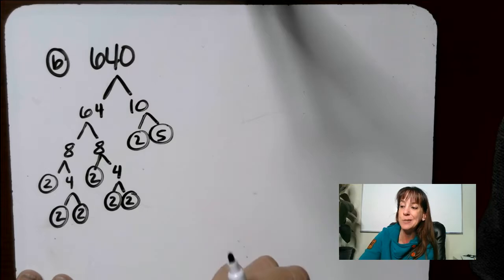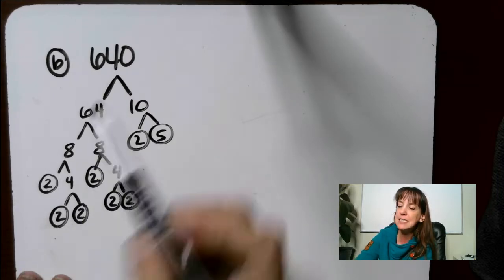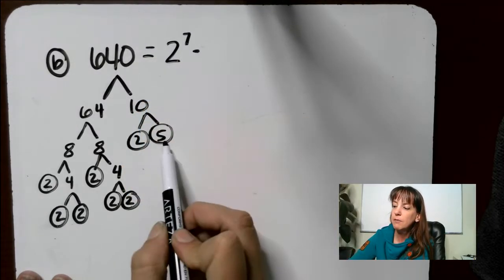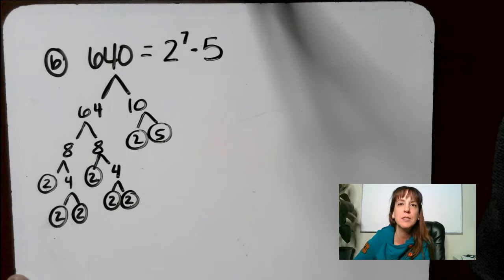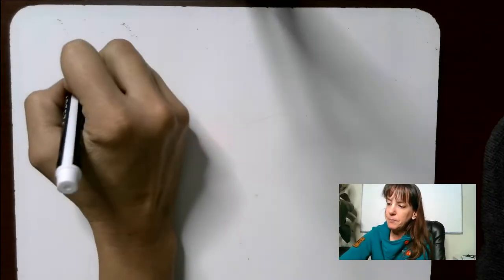So we got a lot of 2's here, a lot of 2's. We have 1, 2, 3, 4, 5, 6, 7 2's. So it's 2 to the 7th power times 5 is the only other thing we have. So 2 to the 7th times 5. All right, let's try C.